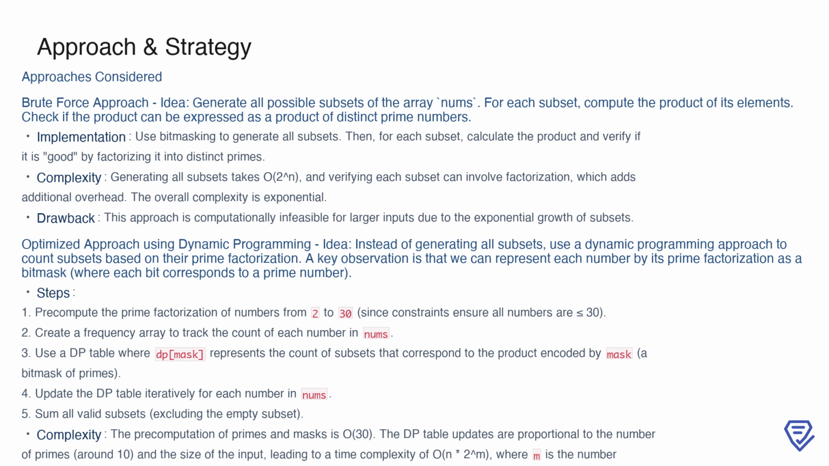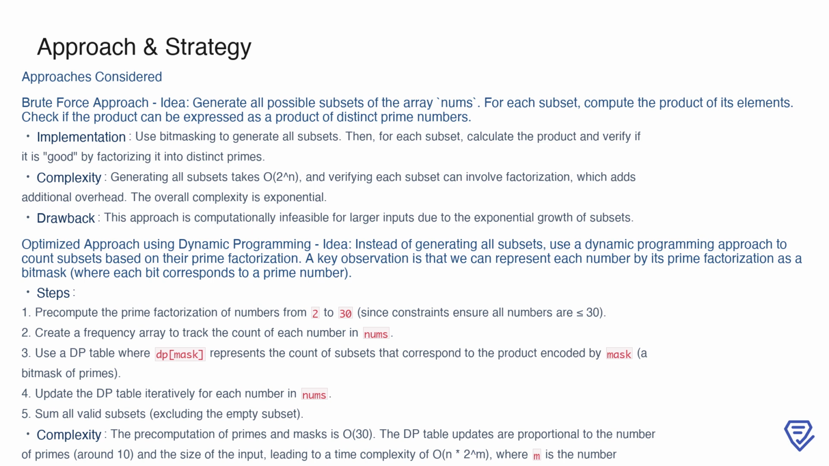Instead of explicitly generating all subsets, we use a DP-based strategy to count subsets indirectly through their prime factorization. The key observation here is that numbers can be represented by their prime factorization as a bit mask, where each bit corresponds to a prime number. The steps involve pre-computing the prime factorizations for numbers up to 30, since the constraints limit the maximum value in nums to 30. Then, we create a frequency array to track occurrences of each number in nums.